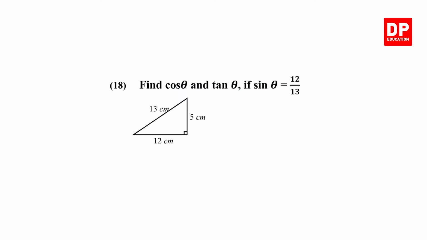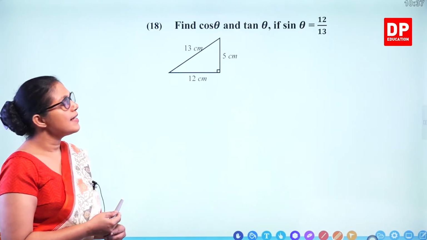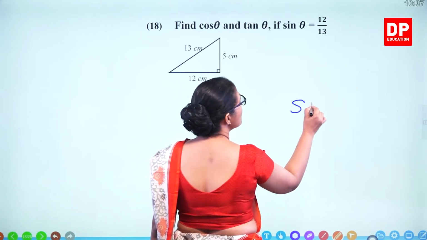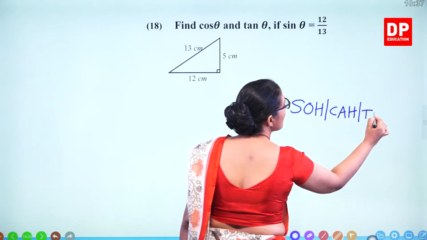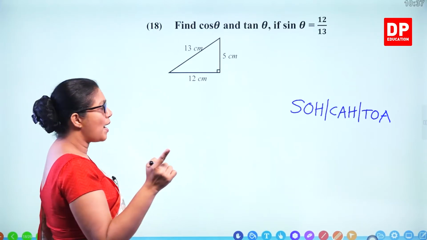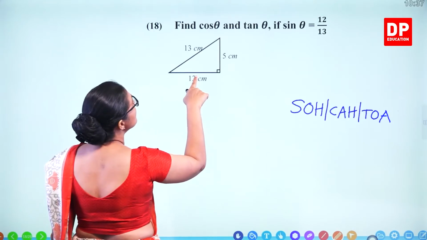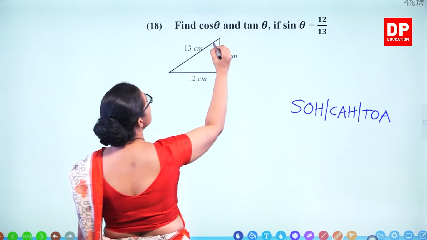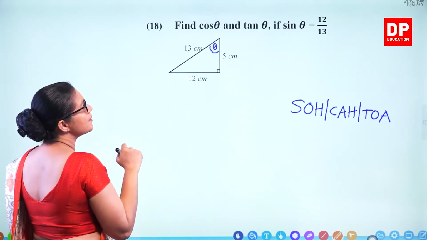Question number 18. Find cos theta value and tan theta value if sin theta is 12 over 30. So what's the trigonometric ratio? SOHCAHTOA. Sine is opposite over hypotenuse, cos is adjacent over hypotenuse. So sine, opposite. So here this 12 is opposite. So this is theta. So sin theta is 12 over 30.